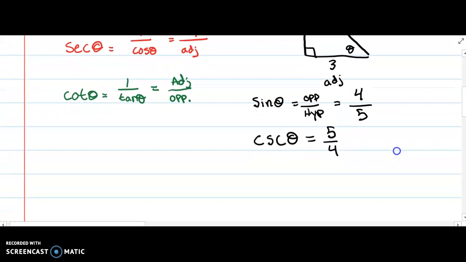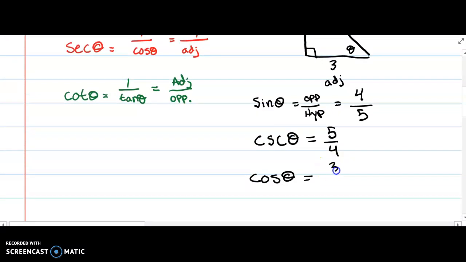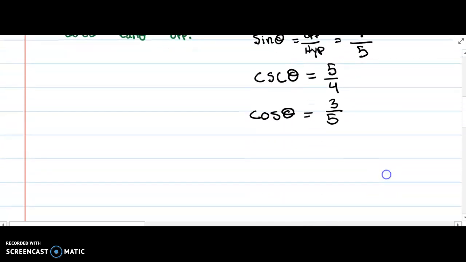Okay, so let's look at our secant. Well, our cosine of this triangle is adjacent over our hypotenuse, so it would be 3 over 5. Okay, this means that our secant of theta is equal to 5 over 3.